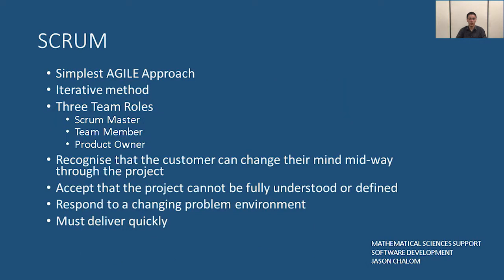Scrum is the simplest agile approach. It is very iterative. There are only 3 member roles: the product owner, the Scrum Master, who is in charge of ensuring that Scrum is adhered to within the project, and then a Scrum member, which are just the programmers, business analysts, and interface designers of the project. It recognizes that the customer can change their mind midway through the development cycle, and it accepts that the project cannot be fully understood or defined.